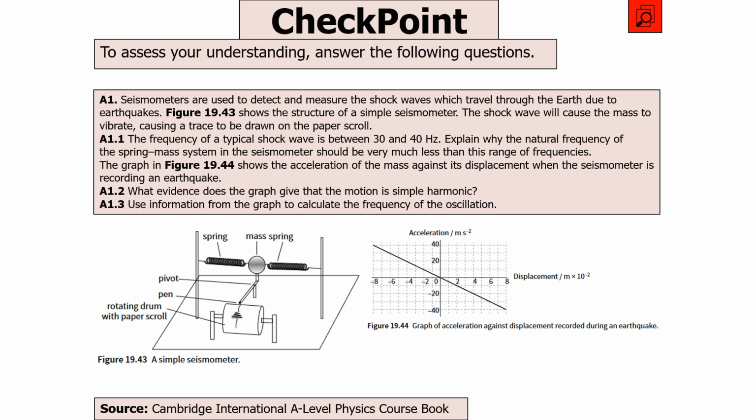Explain why the natural frequency of a spring-mass system in the seismometer should be very much less than the range of frequencies. The graph shows the acceleration of the mass against its displacement when the seismometer is recording an earthquake. What evidence does the graph give that the motion is simple harmonic motion? And use the information from the graph to calculate the frequency of oscillation. So pause the video now, then unpause the video when you want to go through your answer.